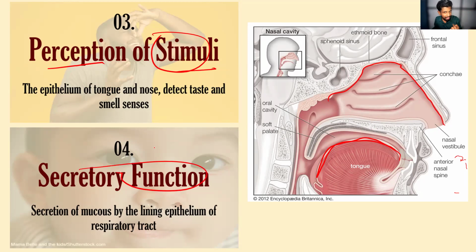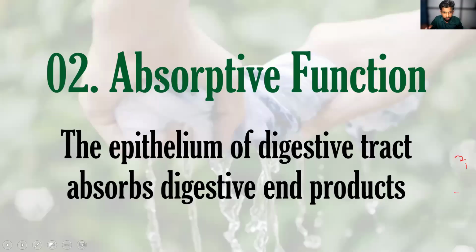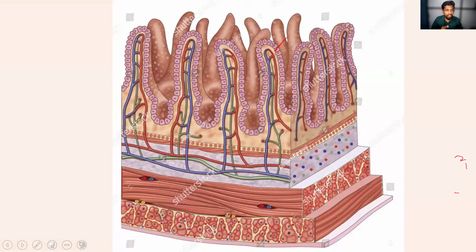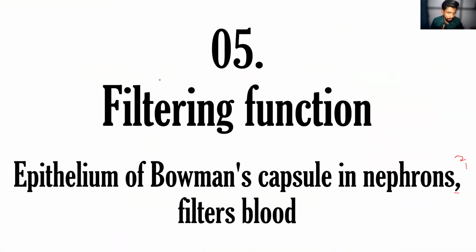In the nasal cavity, when you insert a finger into the nose, you can feel some kind of mucus layer, right? That mucus layer is produced by the epithelial tissue. Here in this epithelial layer, the outermost layer will release that mucus, a jelly-like liquid. So secretory function and perception of the stimuli, absorption of nutrients, and lining of the free surface. And the fifth one, filtering function.